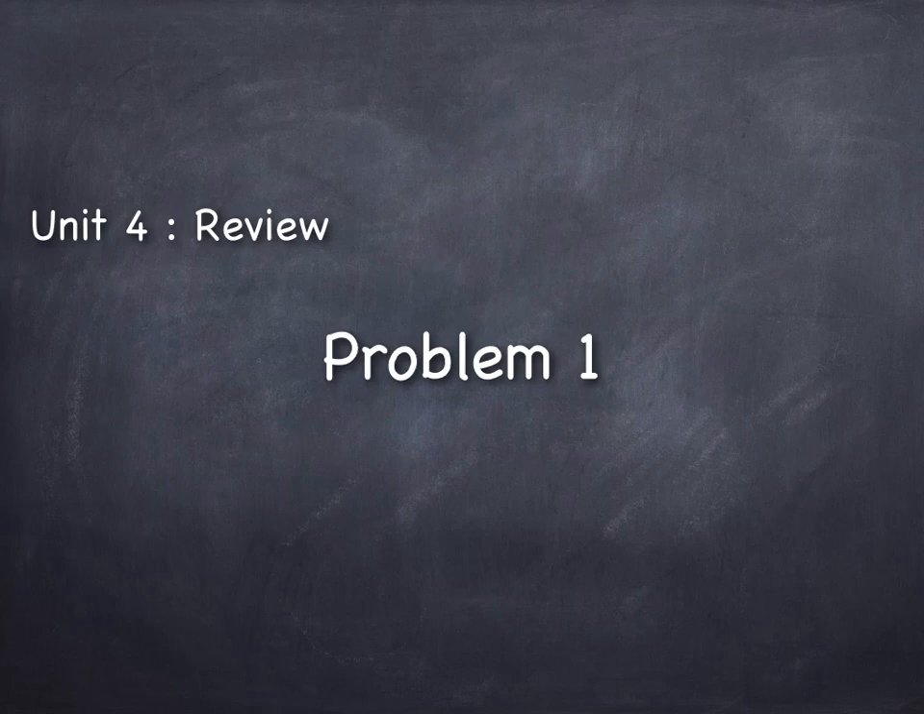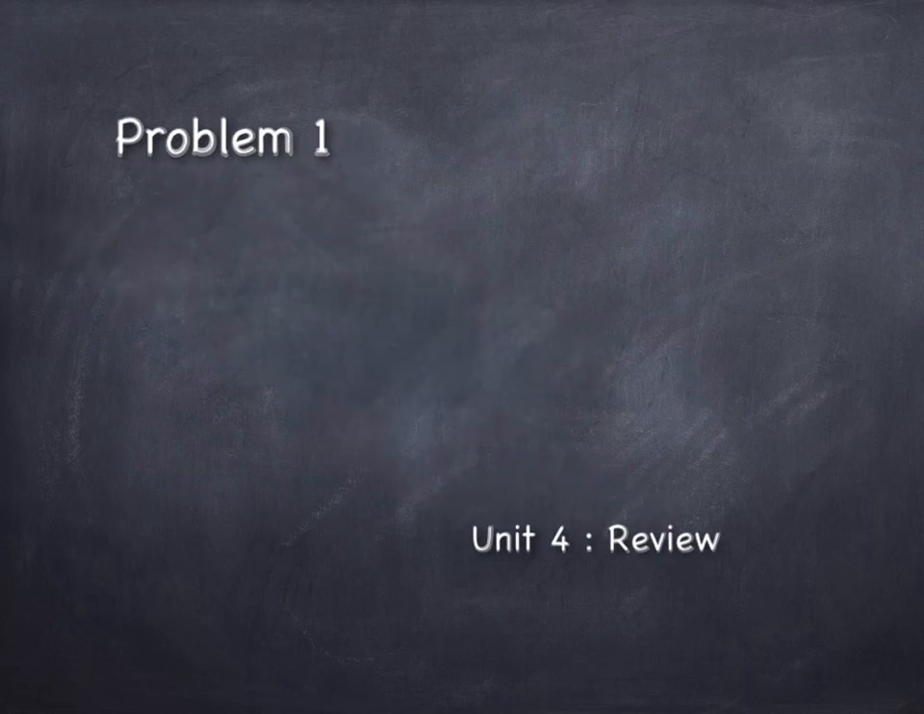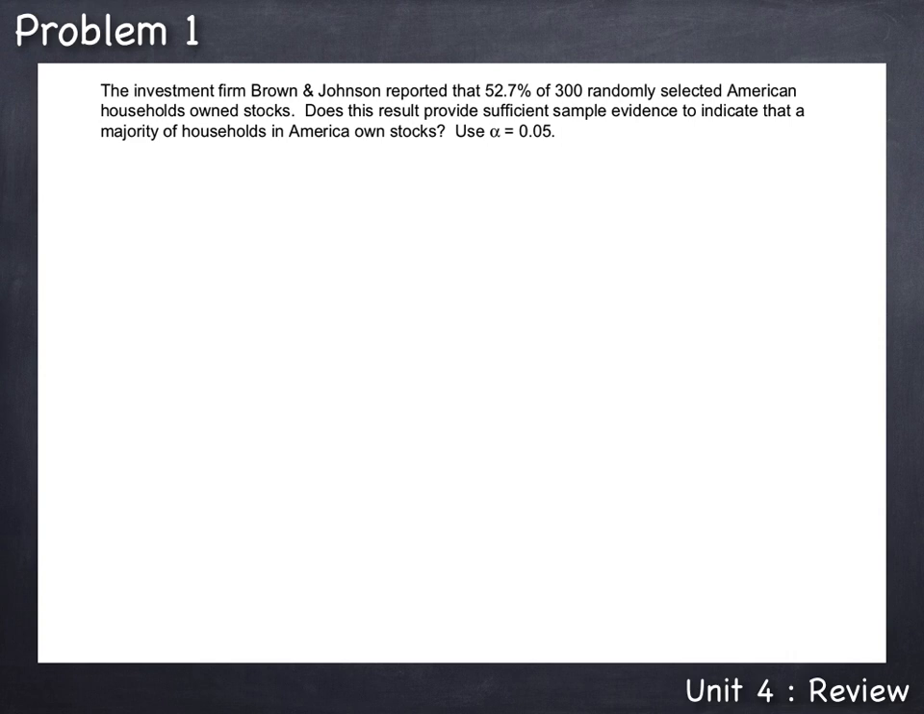Unit 4 Review, Problem 1. The investment firm Brown & Johnson reported that 52.7% of 300 randomly selected American households owned stocks. Does this result provide sufficient sample evidence to indicate that a majority of households in America own stocks? Use alpha equals 0.05.